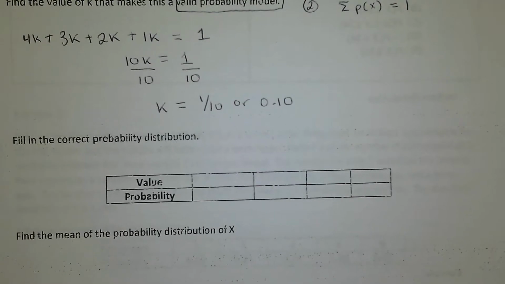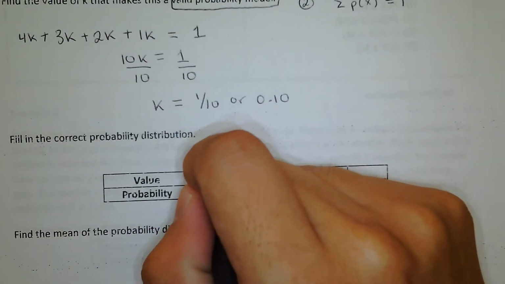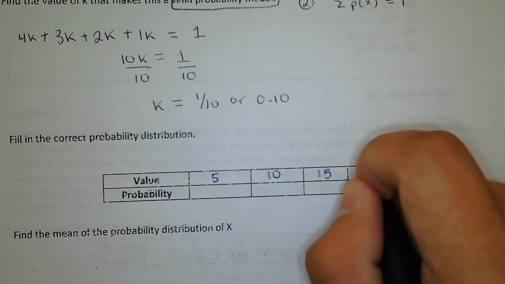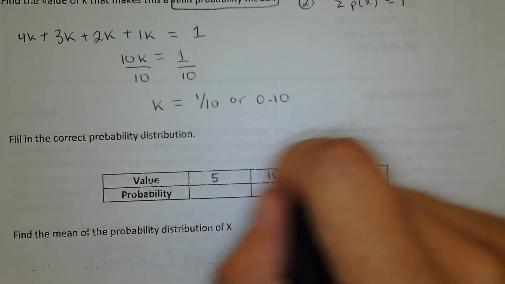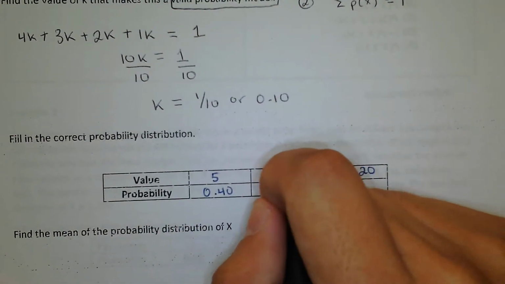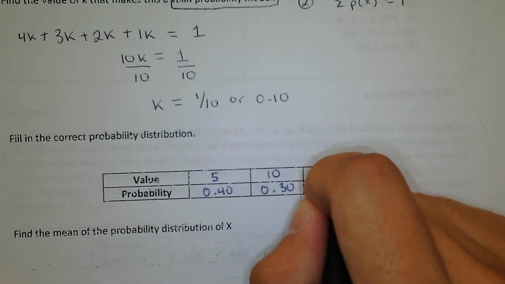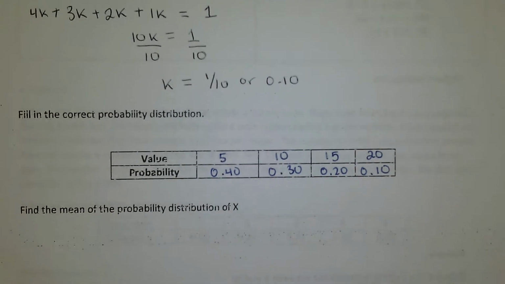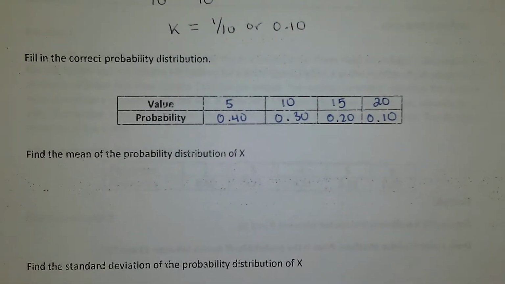So for this distribution, I'm going to have the following. My values do not change. I'll still have 5, 10, 15, and 20. But I'll take 4 times 0.1, and that gives me 0.40. 3 times 0.1 gives me 0.30, and so forth. The pattern follows. All I've done here is substitute the k value for its correct output.